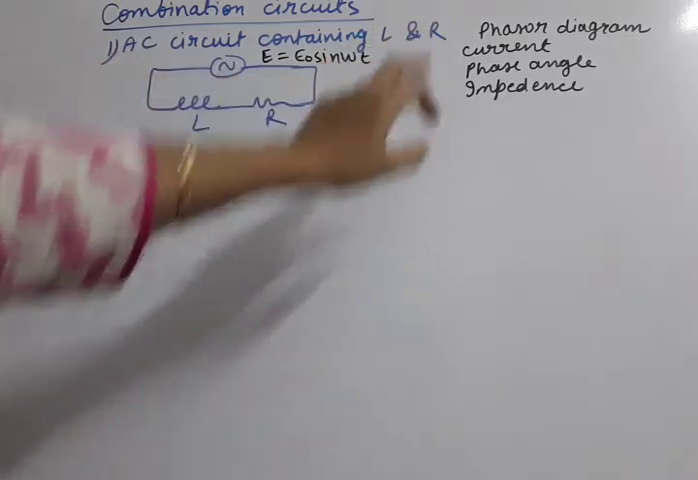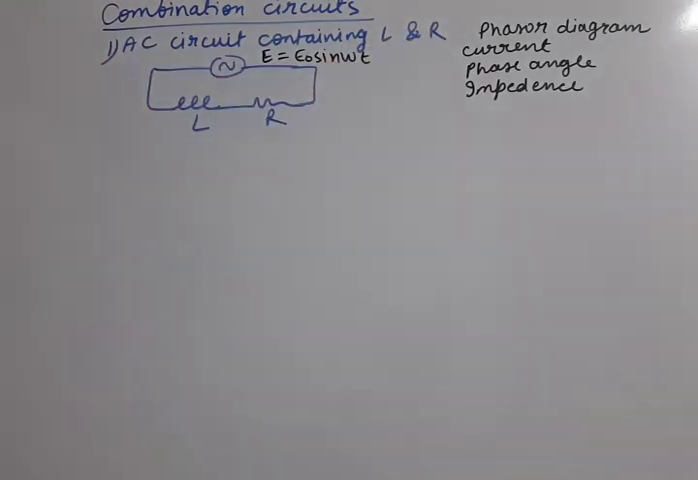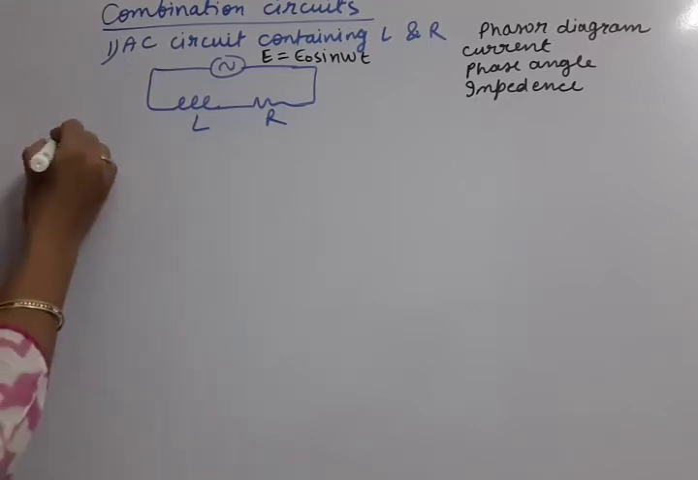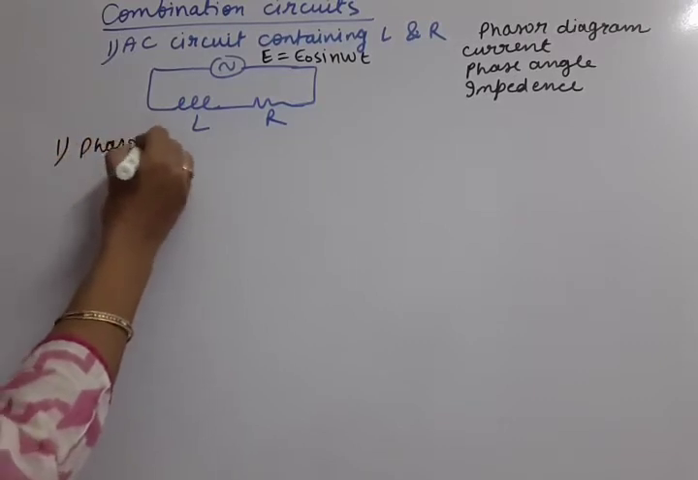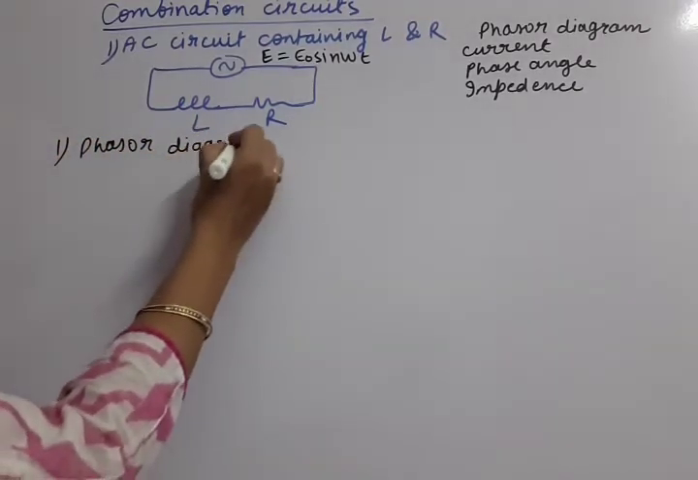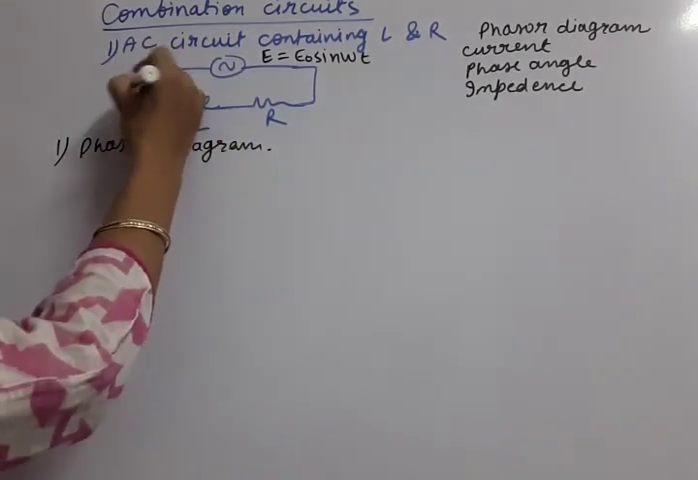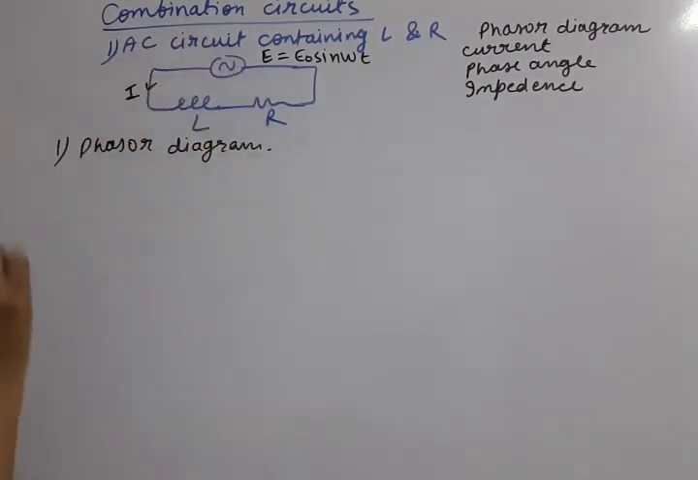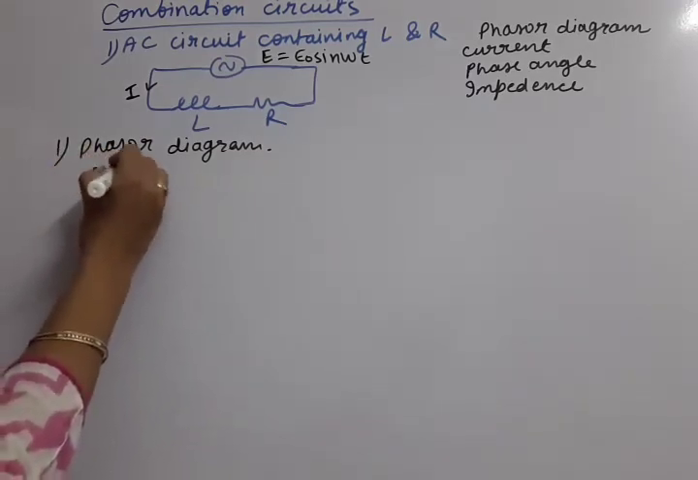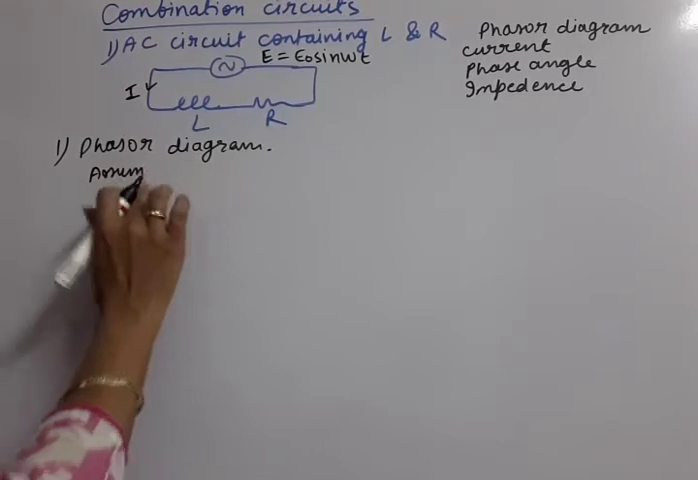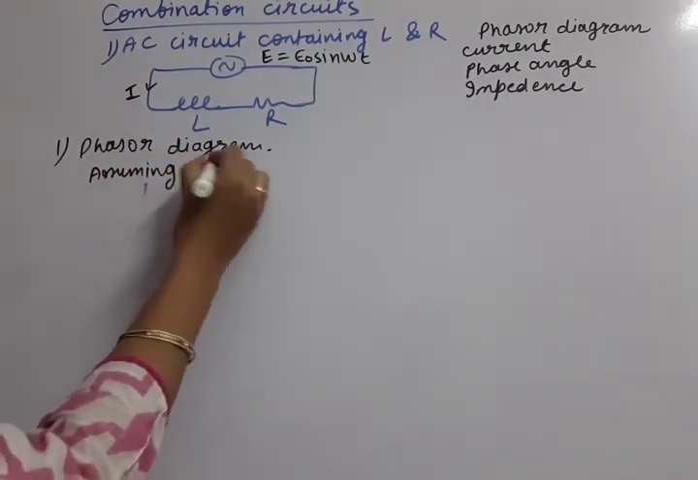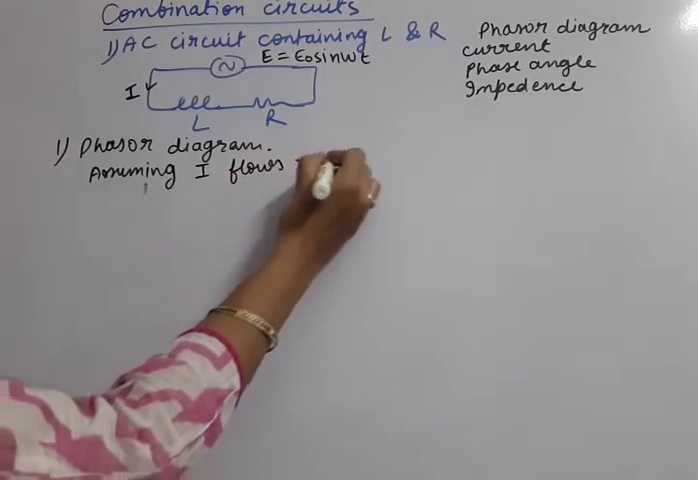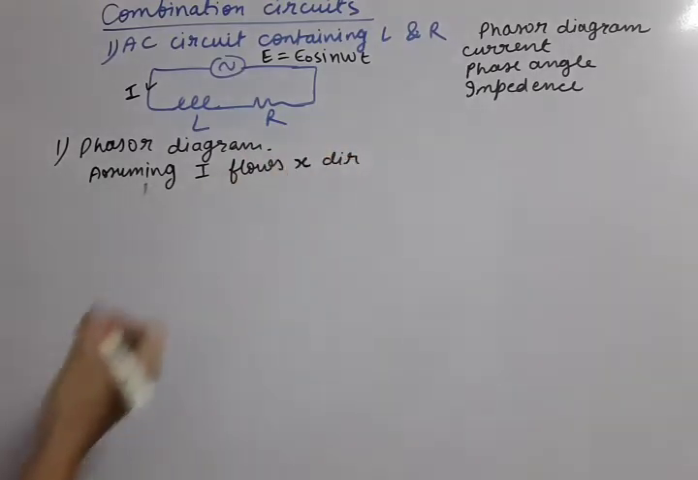Now before the current we need to draw the phasor diagram. So let us start drawing the phasor diagram. Our first heading is phasor diagram and current. These things will be solved together. First of all, suppose the current I is flowing at any time in the circuit, and we will assume that current I is flowing in the plus X direction.